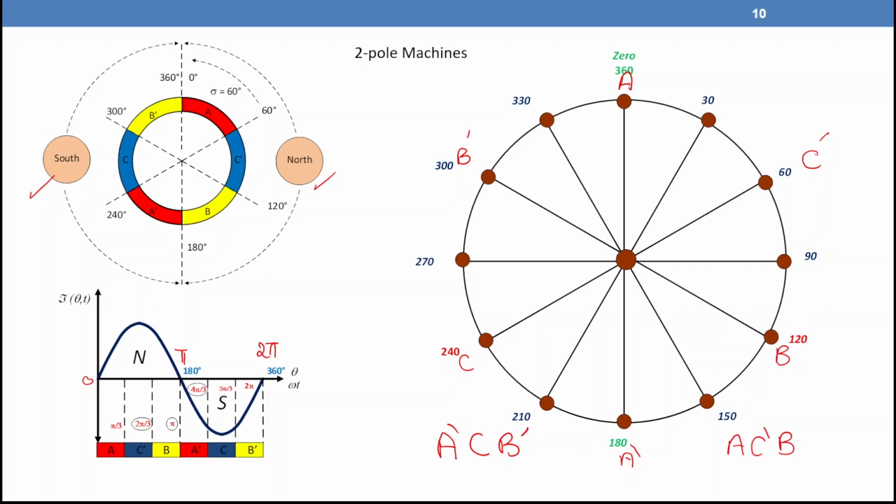And the phase displacement between adjacent phases A and B will be 120 degrees. Between B and C, 120 degrees. Between C and A, we have 120 degrees. The start and finish for each phase, AA dash will be 180 degrees. BB dash, we have 180 degrees. CC dash, we have 180 degrees. We need an example of how to assign the start and finish for a real model, or a model for a machine with a certain number of slots. Let's see this example in the next slide.